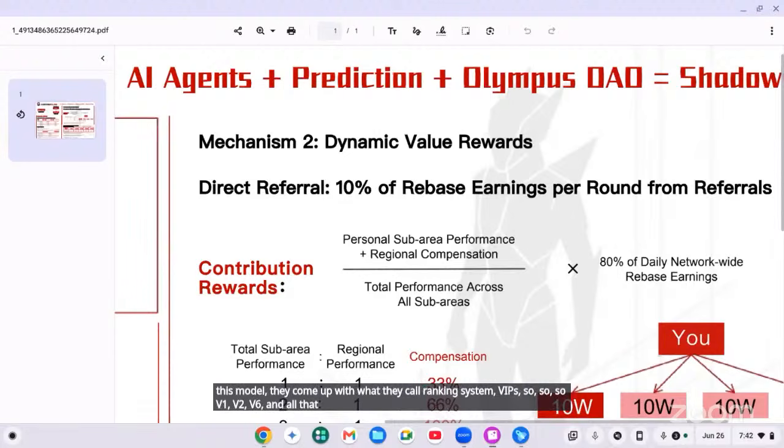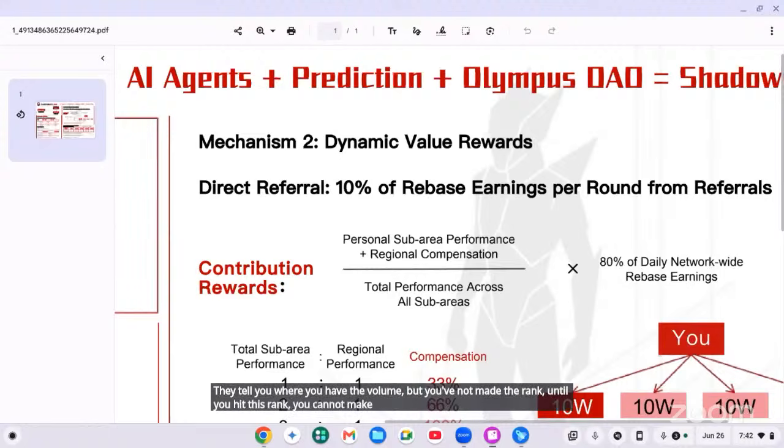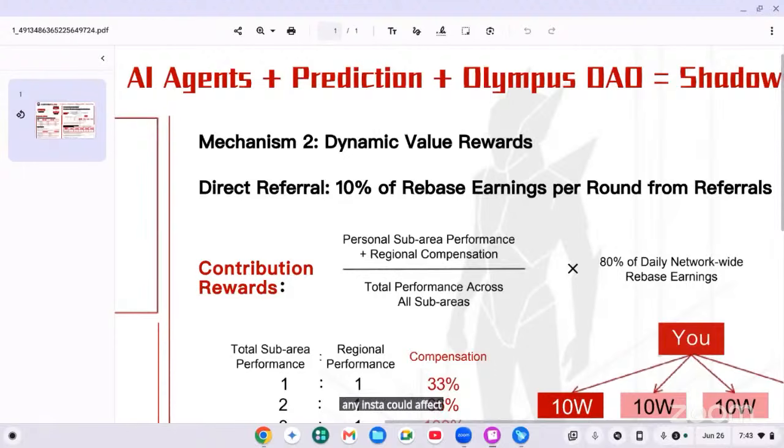And irrespective of the volume you have in your team, they tell you, well, you have the volume, but you've not made the rank. So until you hit this rank, you cannot make money. That does not exist here. Here is a very simple formula that they use in determining your earnings. And at the end of the day, you are not restricted to how many levels of earnings that could affect you when it comes to the contribution reward.